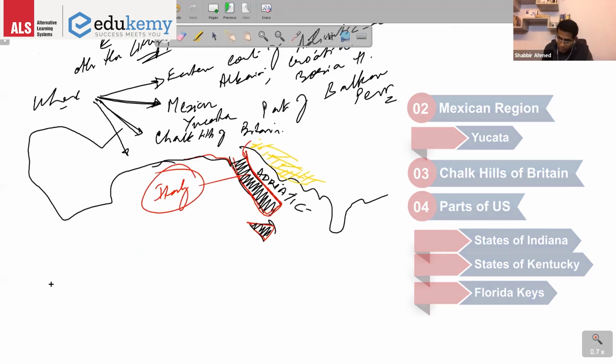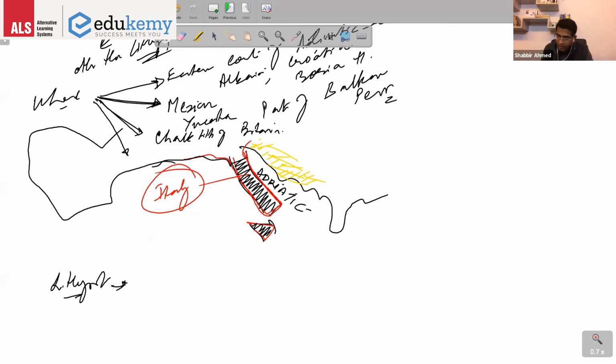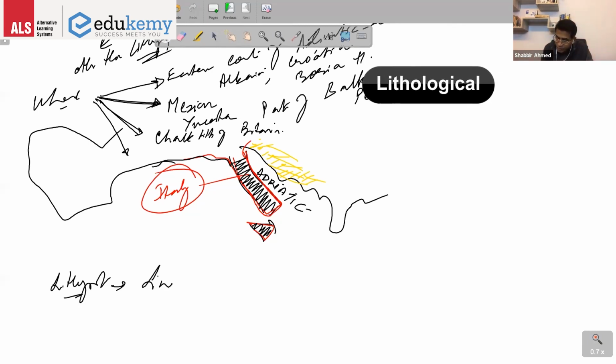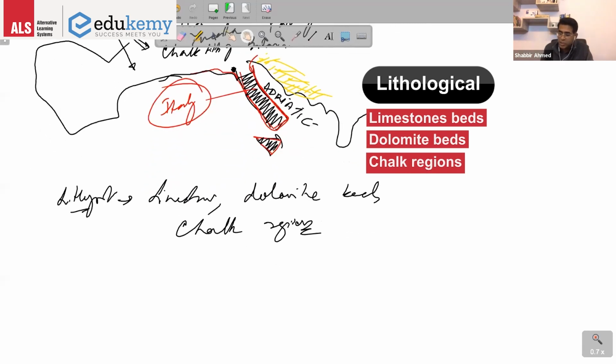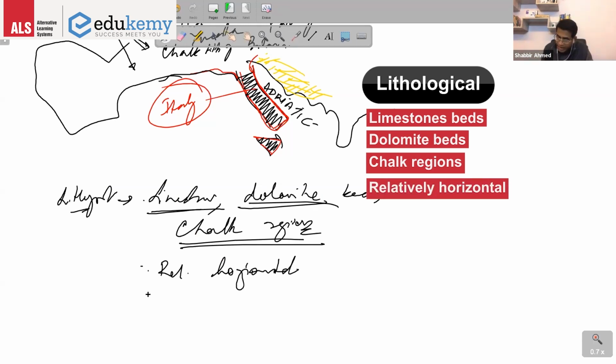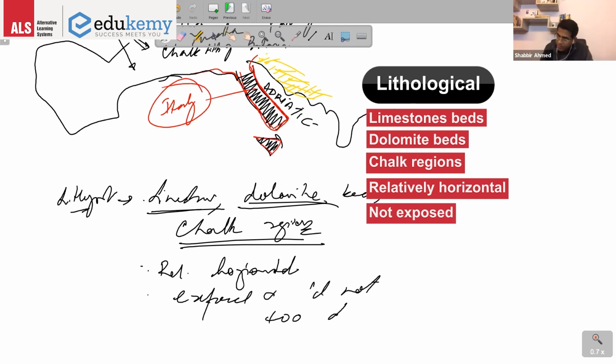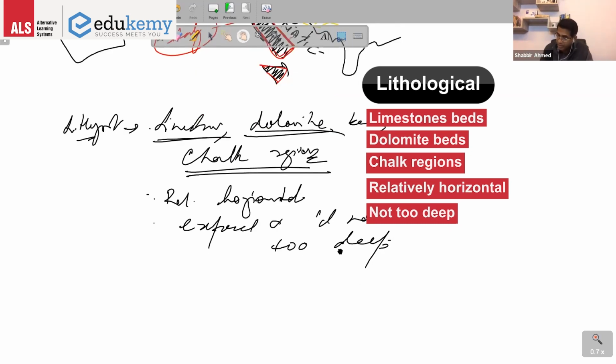Okay. Then you talk about what is the lithological factor? Basically limestone beds, dolomite beds, chalk regions. Gypsum beds I don't know about, but yes, they are linked to limestone, dolomite. You might have that. And very importantly, these should be relatively horizontal, and they must not be exposed and should not be too deep either. They should not be at great depth either. If exposed, they'll get eroded. That's why not too deep.